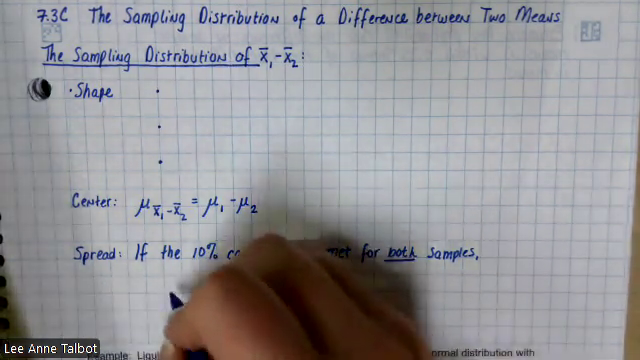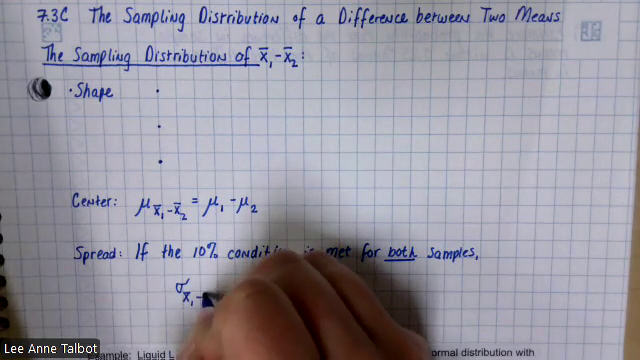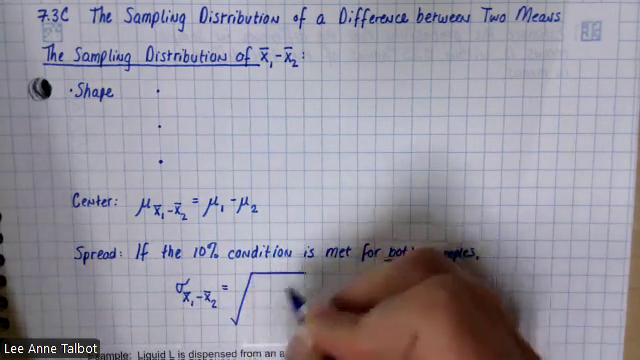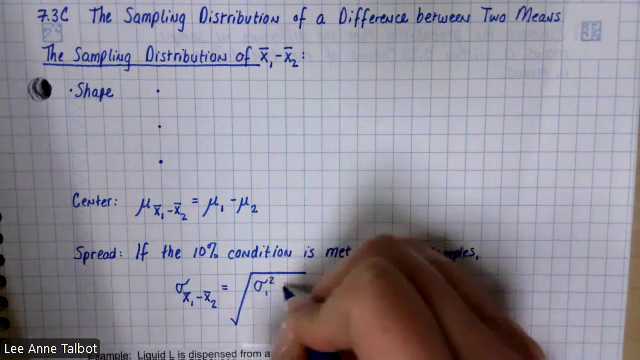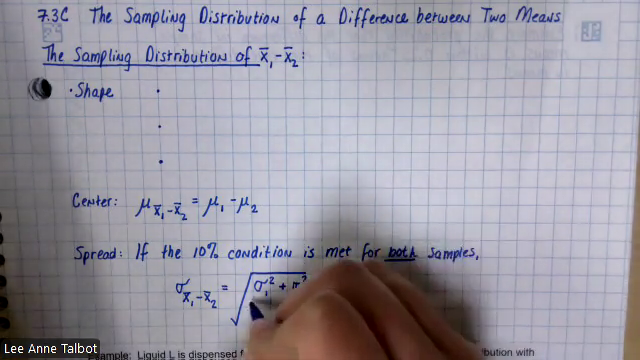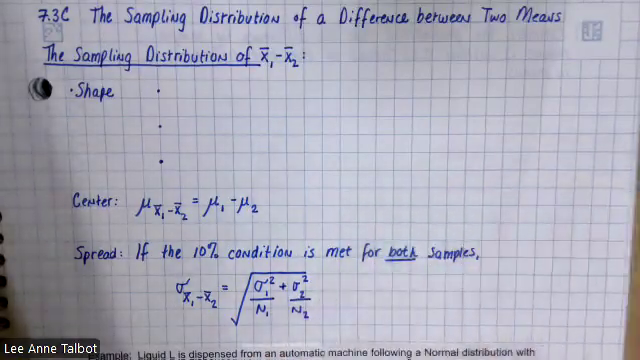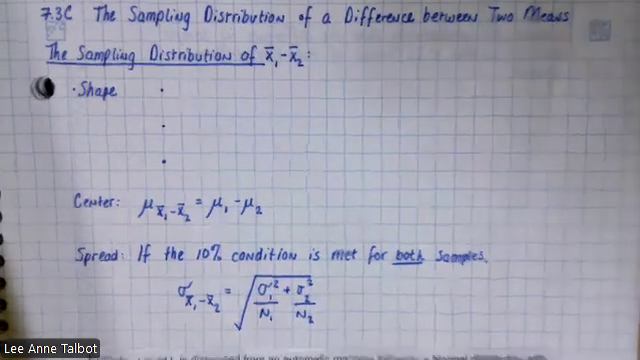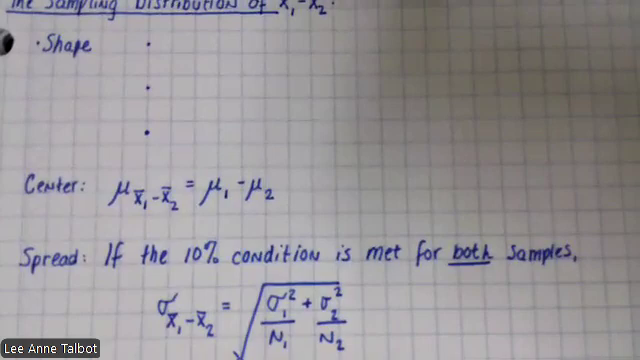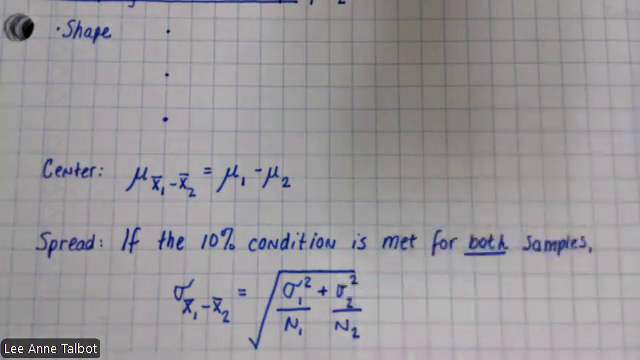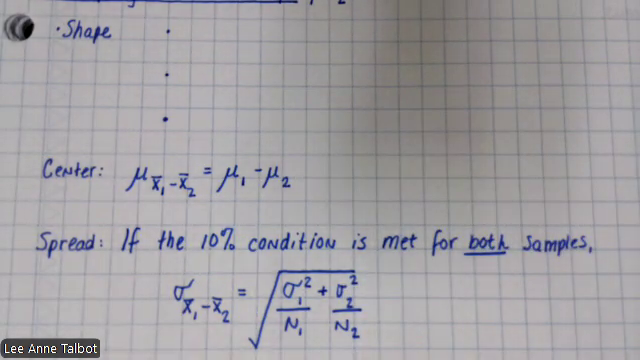Okay, and the formula is that. I don't know why one of my standard deviations is skinny, but it's okay. Is it okay? I might need to fix it.